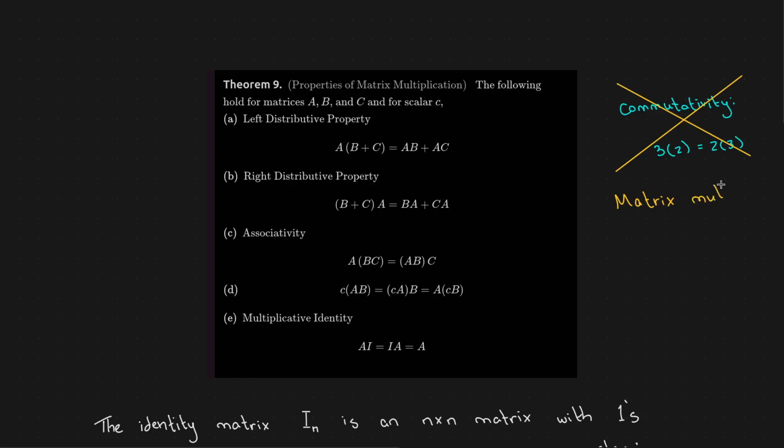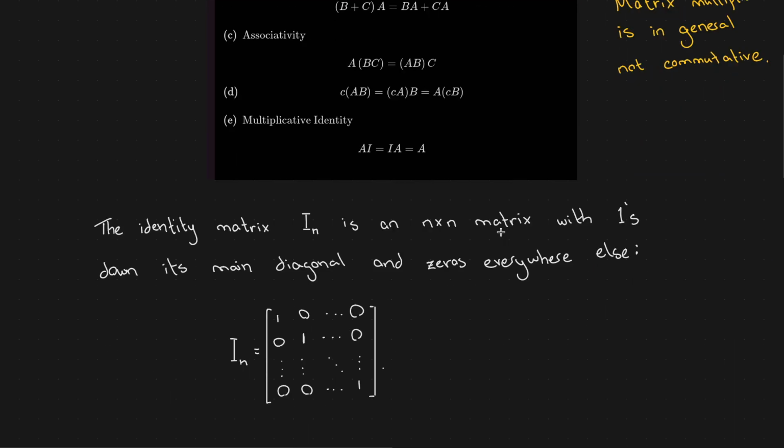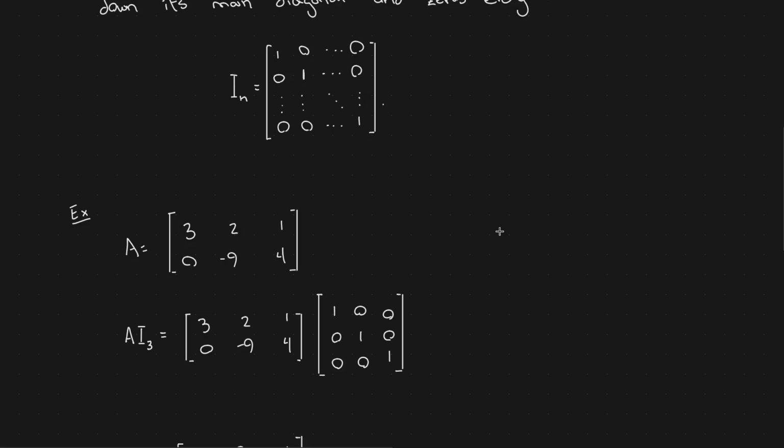Matrix multiplication is in general not commutative. We saw a little bit of that when we were discussing the identity matrix.